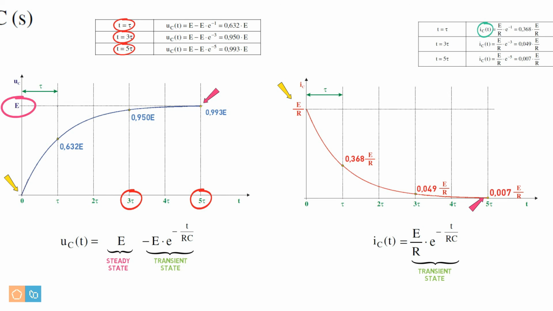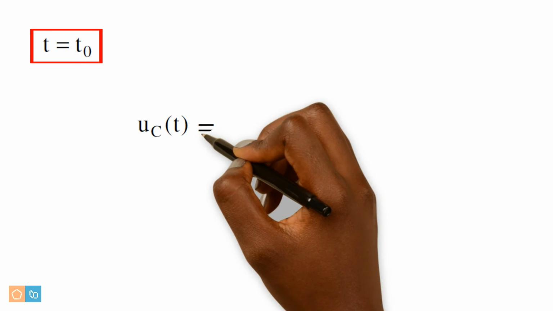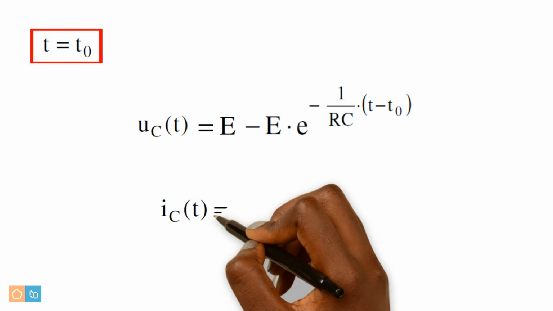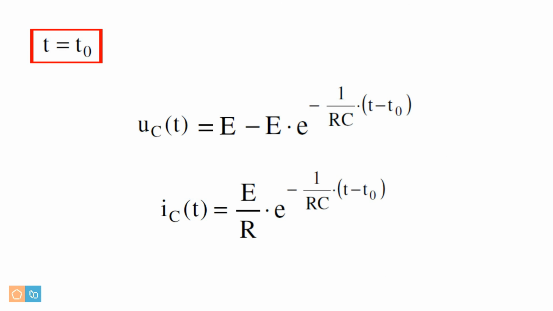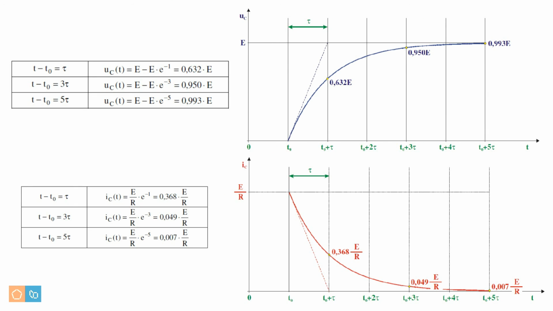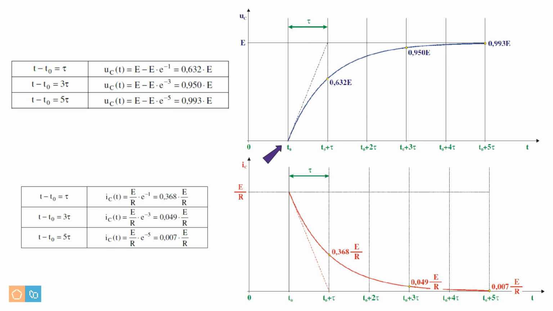But let's take a look at another situation. If the switch K is closed at an instant t equal to t0 instead of at time 0, we use the same line of thought, with only a few tweaks. The voltage on the capacitor will be defined by this expression, and the current through the capacitor by this one. Therefore, the graphs obtained will be the following, where it is shown that the capacitor begins to charge only from the moment t0 instead of at time 0.